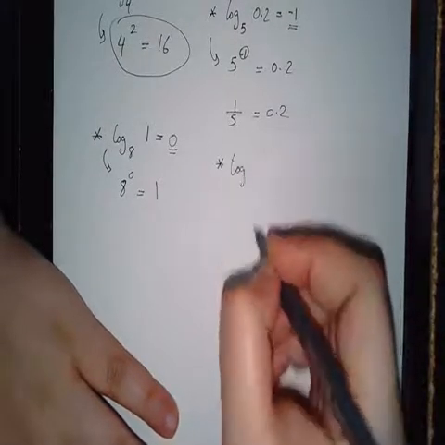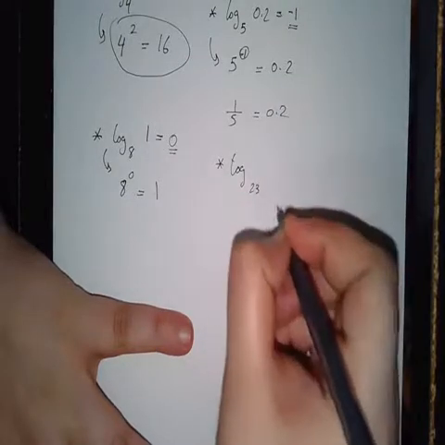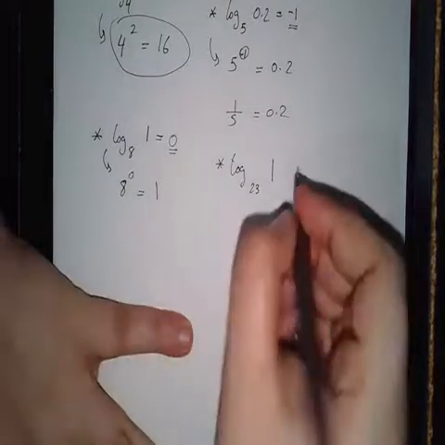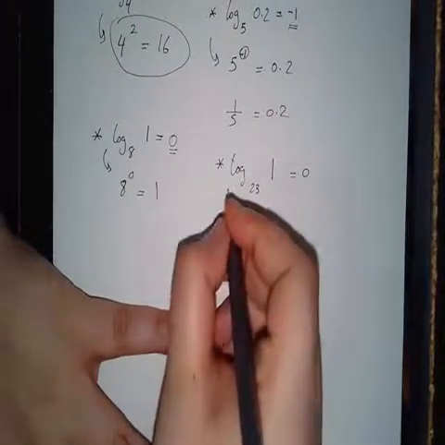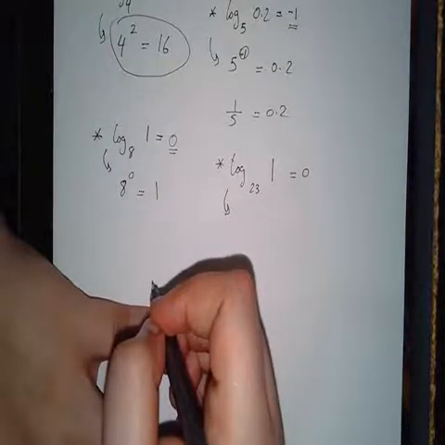Anyway, so here's another example. Log to the base of 23. Inside the log we have 1. The answer is 0. Can you guys do this one on your own? I'm going to pause for a few seconds so you can stop the video if you want.